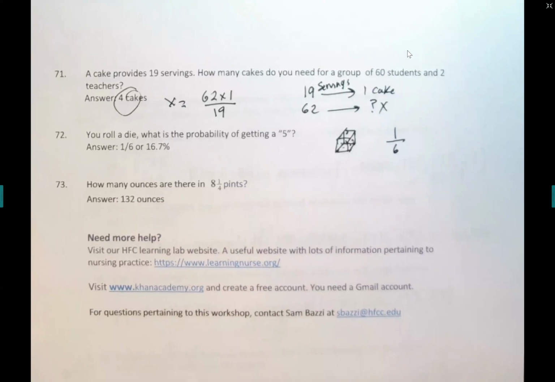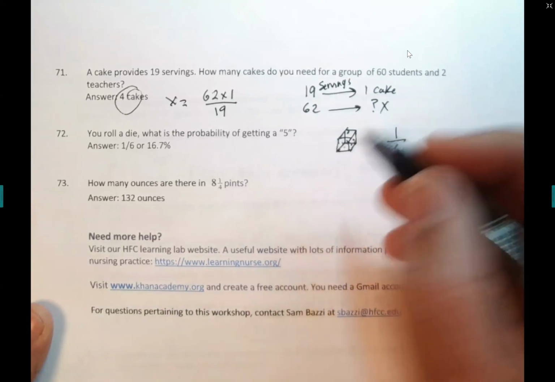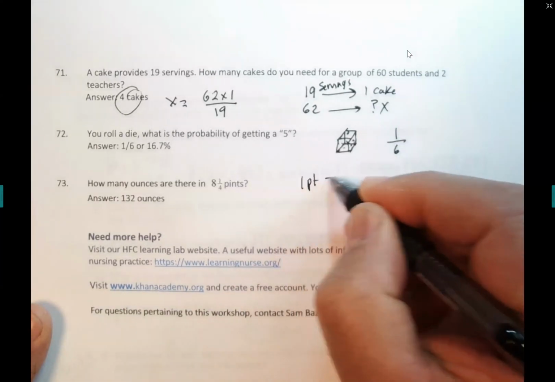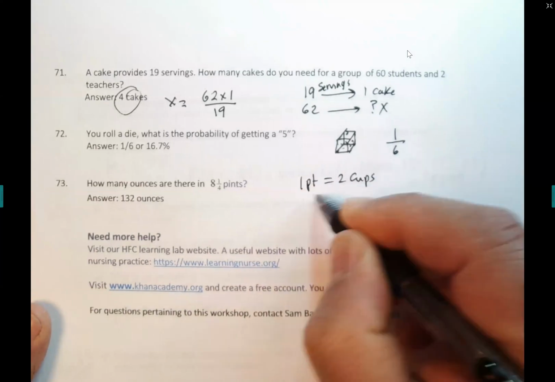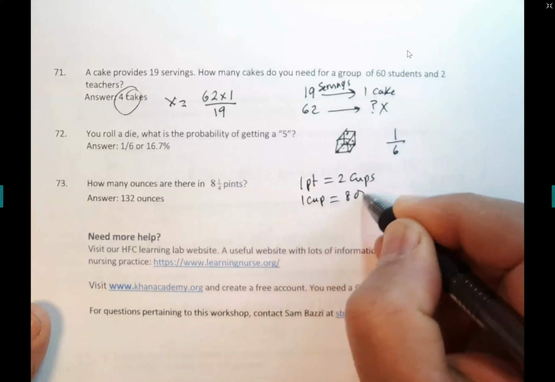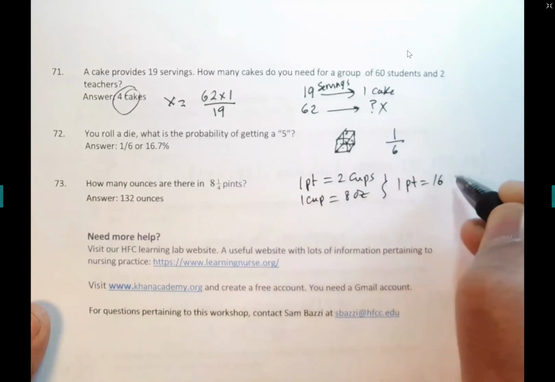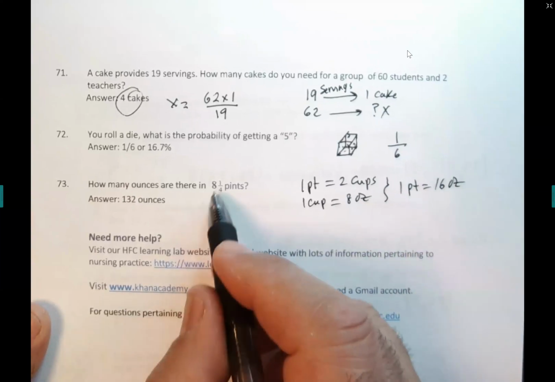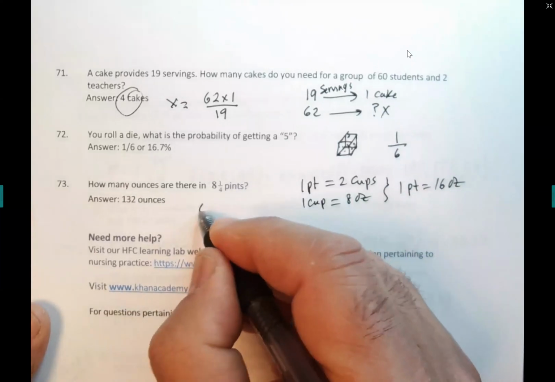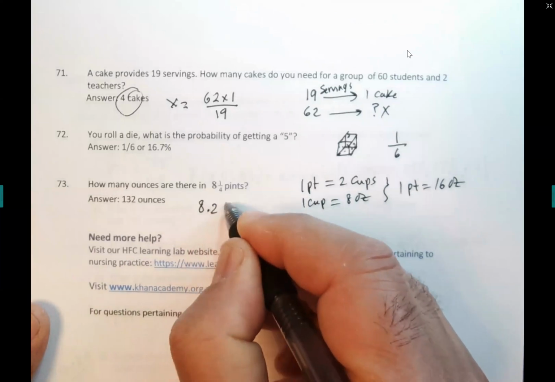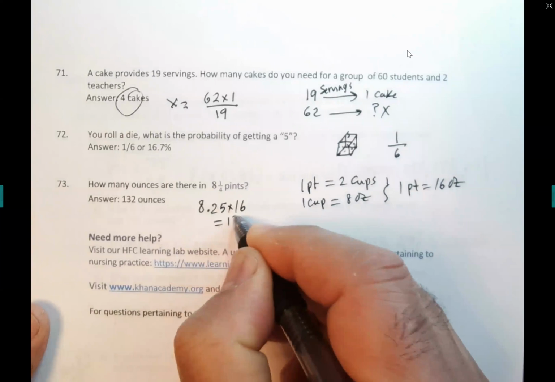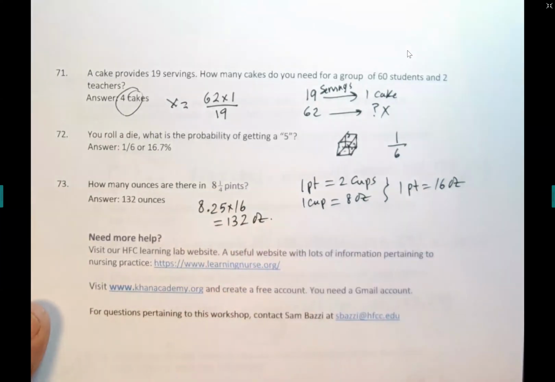73. How many ounces are there in 8 1/4 pints? Okay. 1 pint, guys, you know, it's 2 cups. And you know that 1 cup is 8 ounces. So 1 pint is going to be how many ounces? 16 ounces. So to change from pints to ounces, you multiply by 16. So 8 1/4, you can make it 8.25 times 16. And if you do the math, it will be 132 ounces.